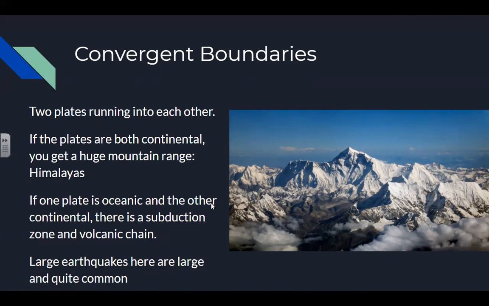Mountains occur when two continental plates converge, right? Anybody have a guess as to what this image is of? Himalayas. It is of the Himalayas. Anything specific about the Himalayas? Yes, this is Everest, probably the most famous mountain in the world. For a good reason, because it's the tallest.